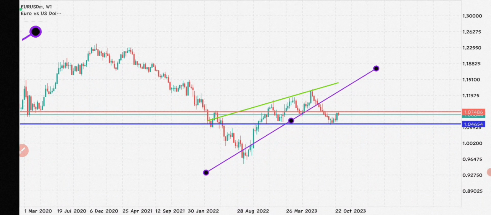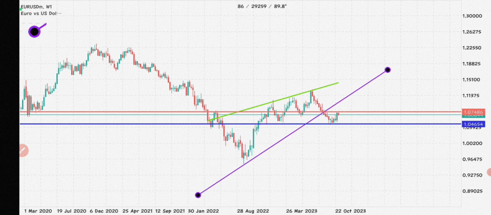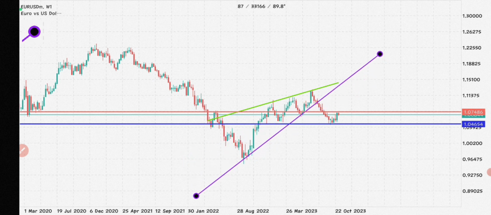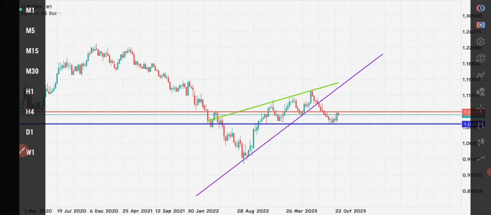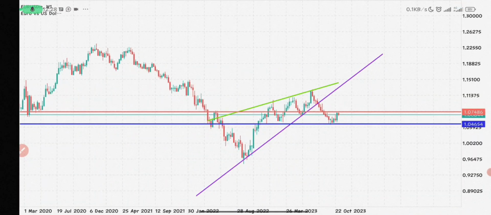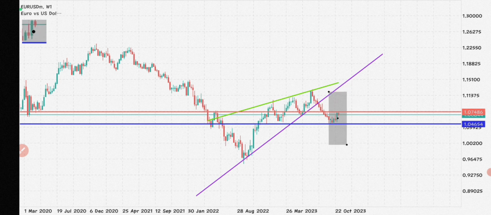Okay, so there would have been another way, but let's see if we have this. It's not giving us what we want. Okay, a break, and we are waiting for a retest. We've broken the trend line, so our retest should be coming from this zone.